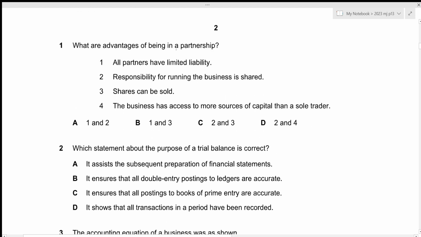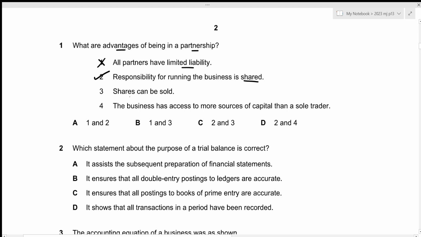For the first question, we need to figure out what are the advantages of being in a partnership. The first one is all partners have limited liability. This is incorrect because in a partnership, all of the partners will have unlimited liabilities. The second one is responsibility for running the business is shared. This is true because if you're operating as a sole trader, then all of the responsibilities have to be fulfilled by a single person. But if there is partnership, then the responsibilities can be shared among the partners.